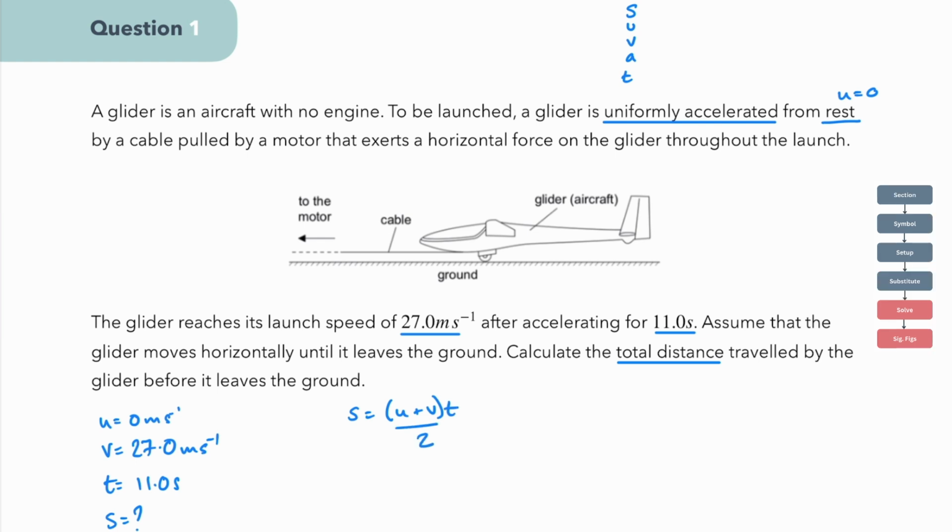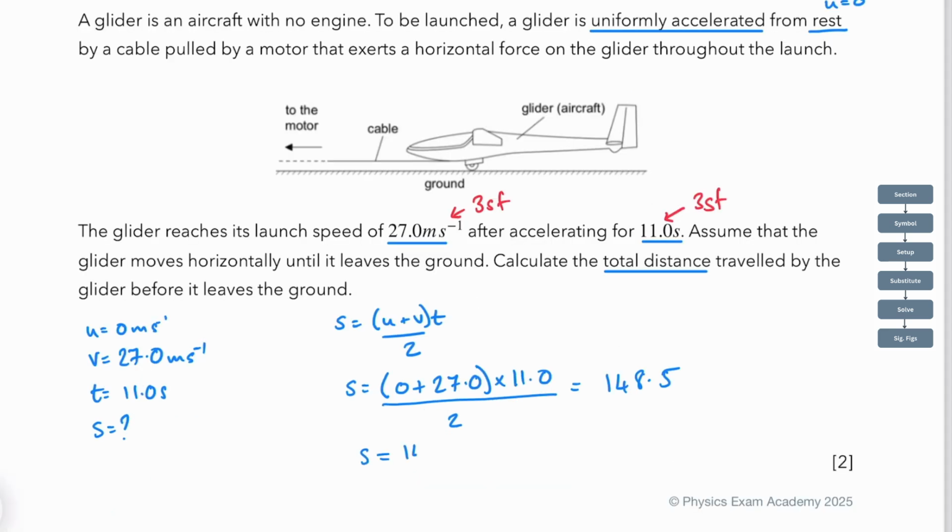And then we substitute, and that gives us an answer of 148.5. That's us substituted and solved, but now we need to look at sig figs. Each piece of data in the question is given to 3 significant figures. And we want to give our answer to the number of significant figures that's least shown in the question. So we want to give our answer to 3 significant figures. s equals 149 metres. And I like to underline the final answer to show the examiner this is the one I want them to look at.